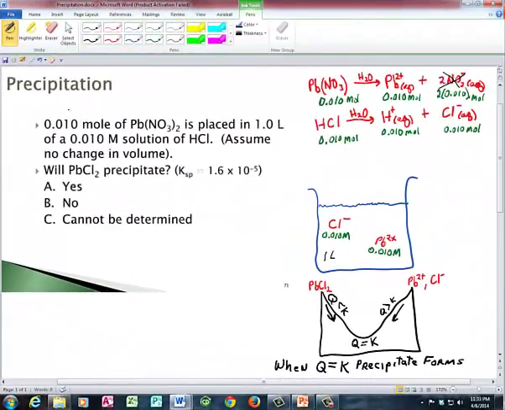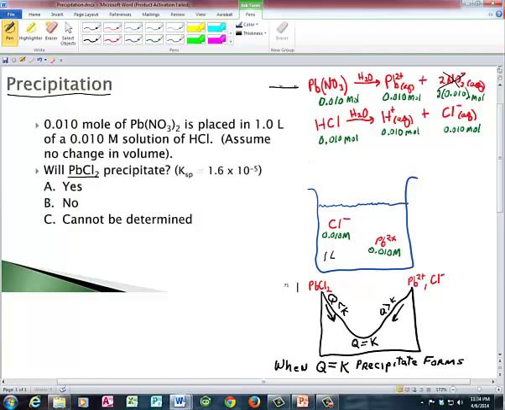Now I'd like to perform an experiment mathematically to determine whether or not we can form the precipitate lead(II) chloride from its component ions in solution. And those component ions are going to come from different substances that I put into water. So let's just start out with 1 liter of water.